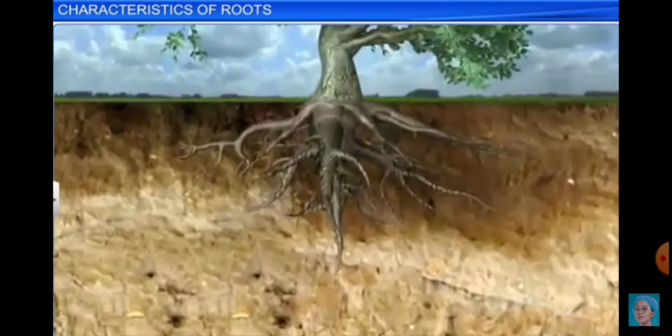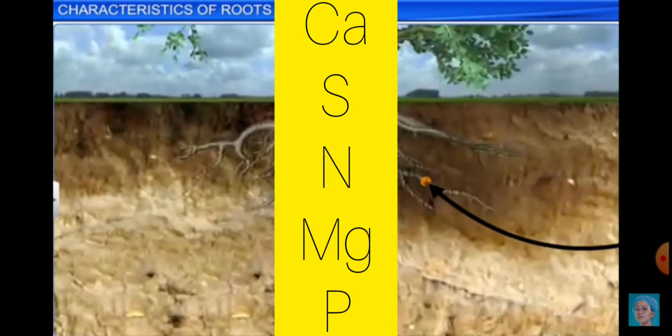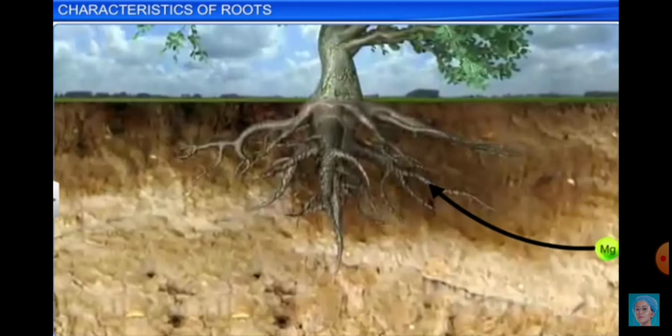Water also helps in the transportation of different useful components up to the plant. Water also helps in the transportation of the minerals nitrogen, magnesium, potassium, phosphorus, calcium, and sulfur.